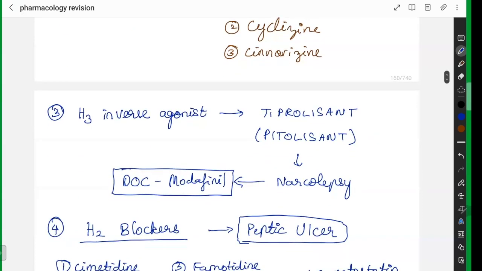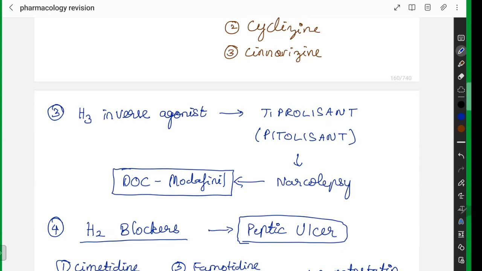There are some drugs called H3 inverse agonists. Now I have talked about the H1, that is over. So only one point you are going to remember with the H3, that is H3 inverse agonist. You know what an inverse agonist is, I have already taught you. If you have not, you can go back to my general pharmacology part 1 on YouTube, where I have covered what an inverse agonist is. Clear, right? So among the inverse agonists, you have tiprolisant or pitolisant.